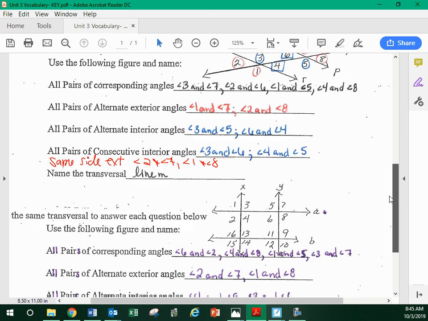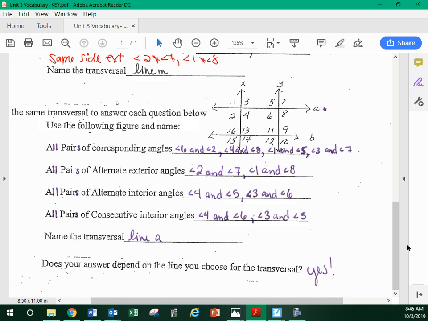Now for our bottom chunk, your answers are going to vary, because it said use the same transversal to answer each question below. I specifically chose transversal A. So if you had transversal A, your answers will match up. But if you chose transversal B, X, or Y, your answers will be different.